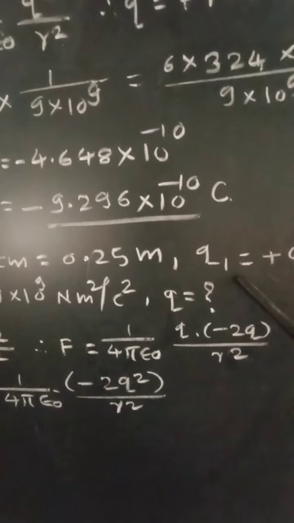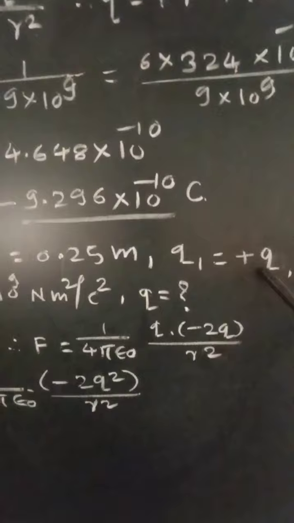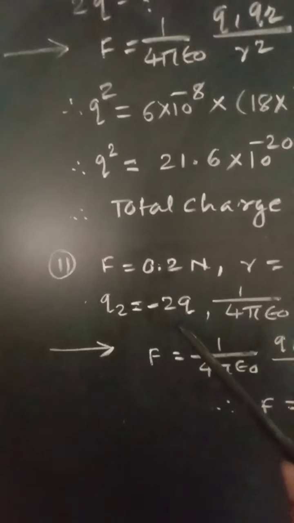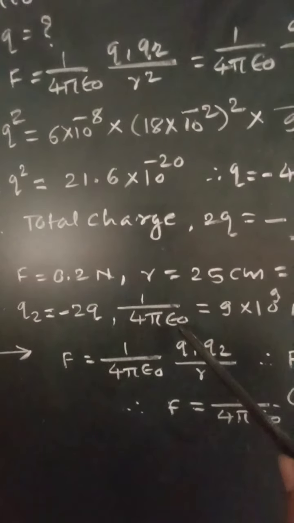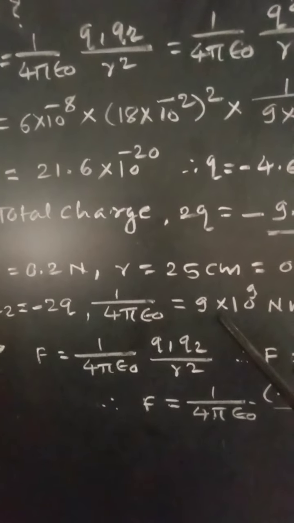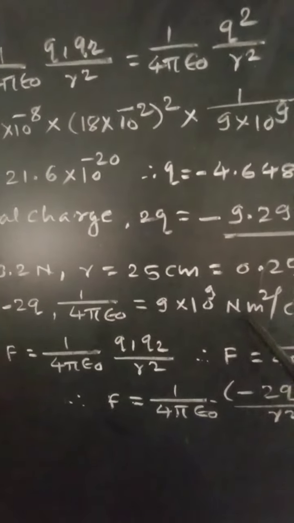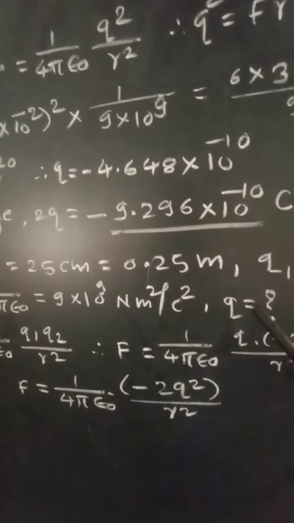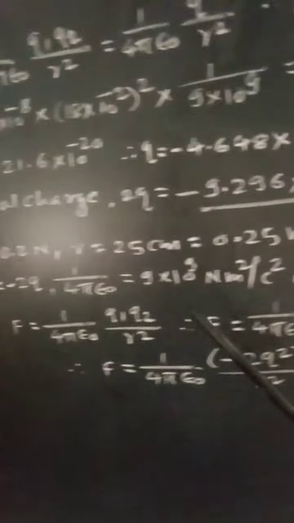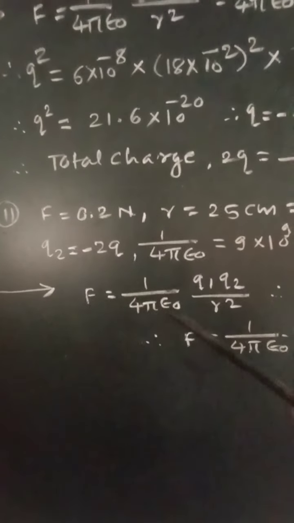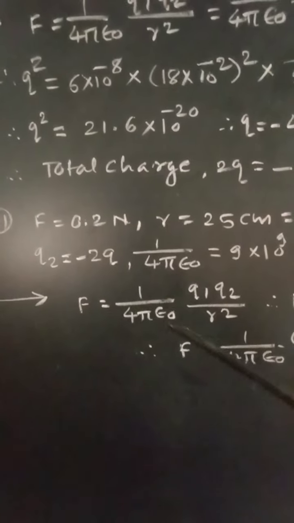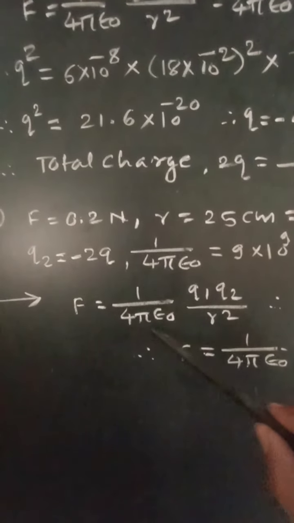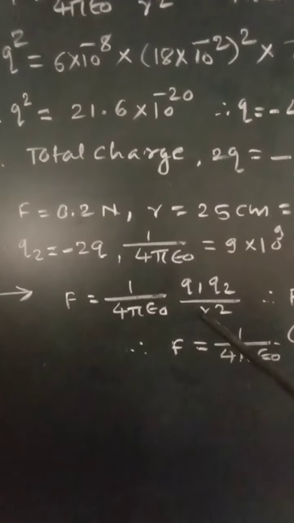Then the first charge Q1 is equal to plus Q. The second charge Q2 is equal to minus 2Q. Again 1 upon 4 pi epsilon 0 is equal to 9 into 10 raised to 9 Newton meter square per Coulomb square, and we have to find the value of Q. And therefore for that, again we will use the electrostatic force, F is equal to 1 upon 4 pi epsilon 0 Q1 Q2 by R square.